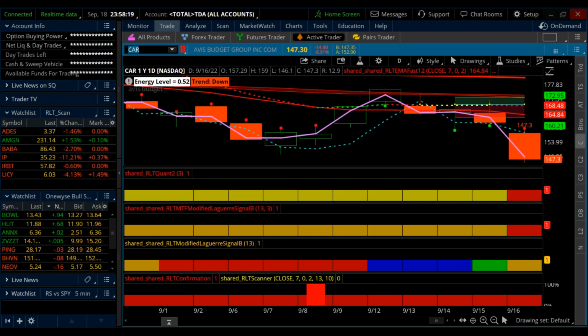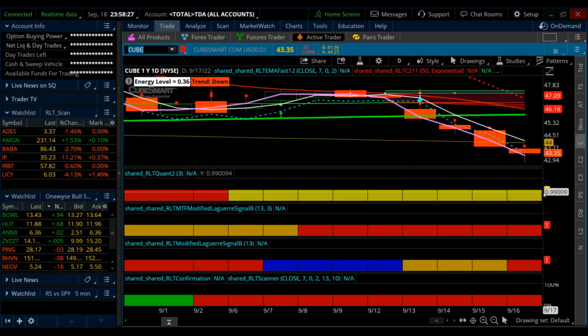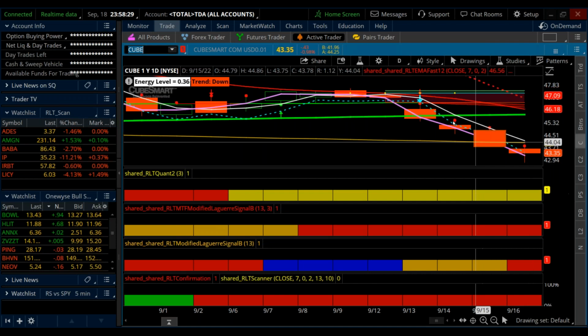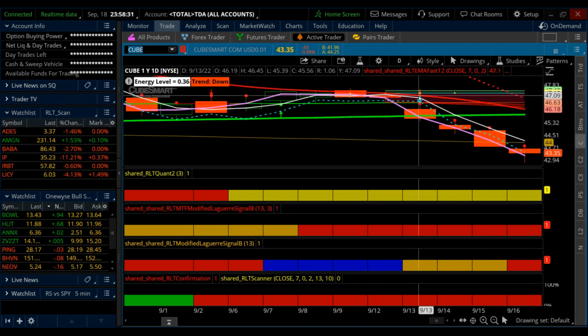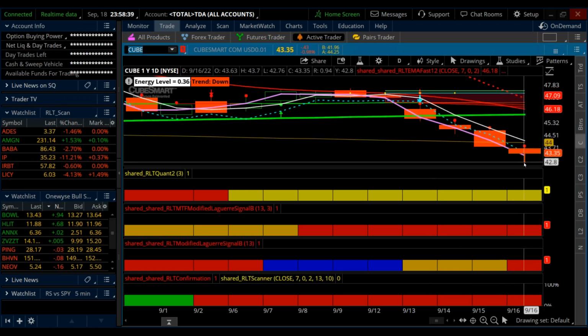CUBE. This CUBE, again, yellow or red all the way across the board here. It came out of a dynamic compression zone back here on the 13th and 14th. This would have been the perfect entry, but it's still a short setup. And a break below this low from Friday would give you the indication that you could join this as a short.